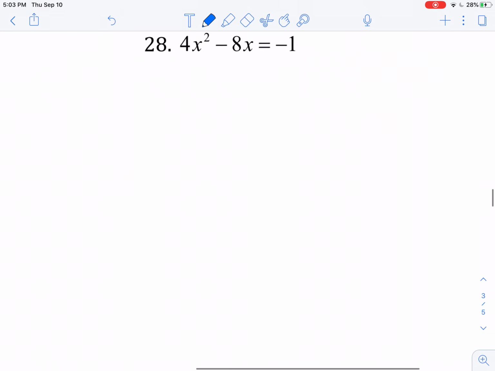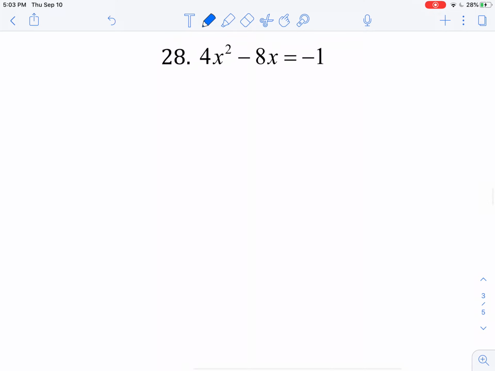All right, now for 28, I've got 4x squared minus 8x equals -1. I'm going to start by getting it equal to 0 because I know I'm not going to use the square root method since there's both an x squared and an x term. So I'm between factoring and the quadratic formula. My first step is going to be to get it equal to 0. I get 4x squared minus 8x plus 1 equals 0 by adding 1 to both sides.